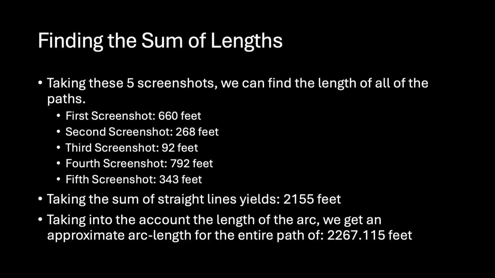And now we can sum up all of the previous distances from the screenshots, showing us the process of finding the distances. The first section was 660 feet, the second 268, the third 92, the fourth 792, and the last 343. Adding these together yields a non-arced path length of 2,155 feet, but taking into account the length of the arc, we get a final length for the entire path of 2,267.115 feet approximately.